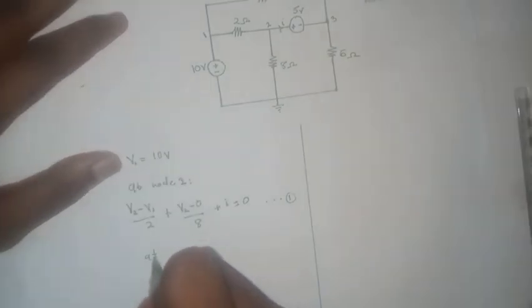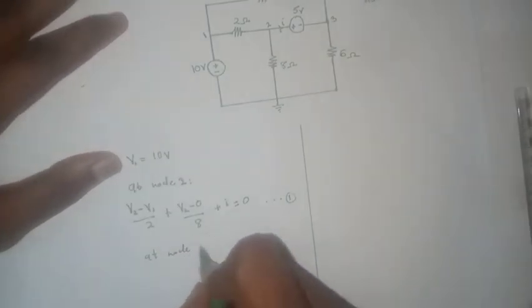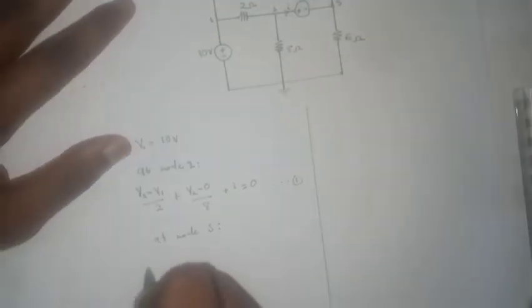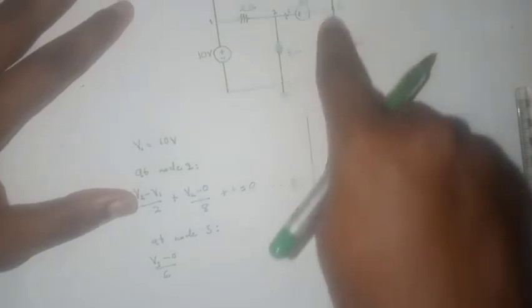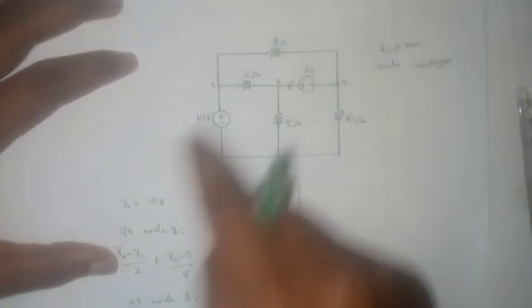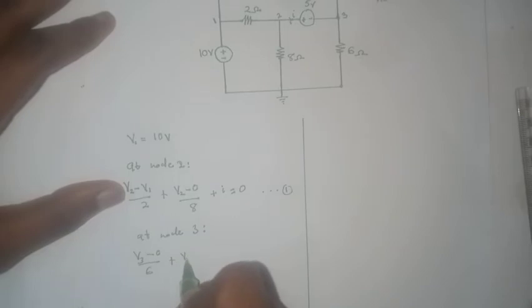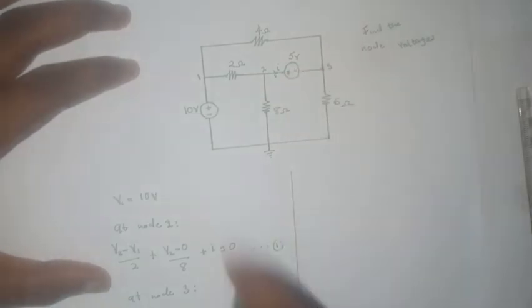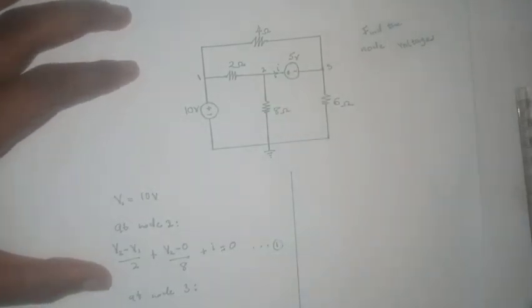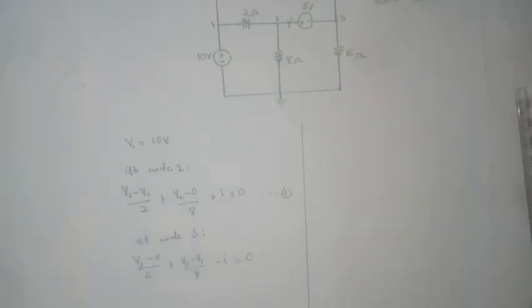Then we come to node 3 and we write the equation. At node 3, for this branch, that would be V3 minus 0 divided by 6. For this branch, that would be V3 minus V1 divided by 4 plus V3 minus V1 divided by 4. Then minus I, which would be equal to 0. So we equate everything to 0 according to KCL.